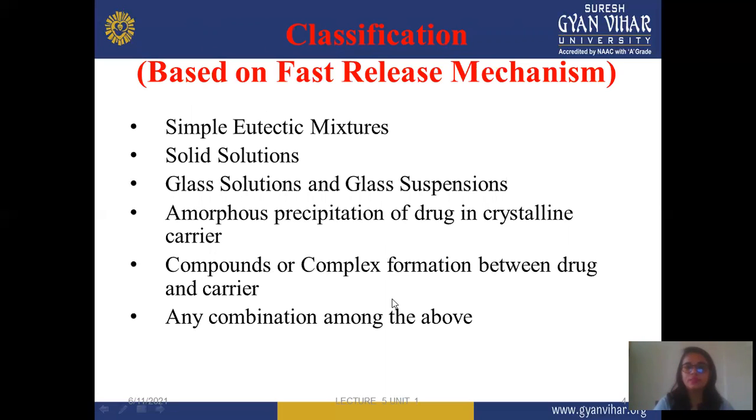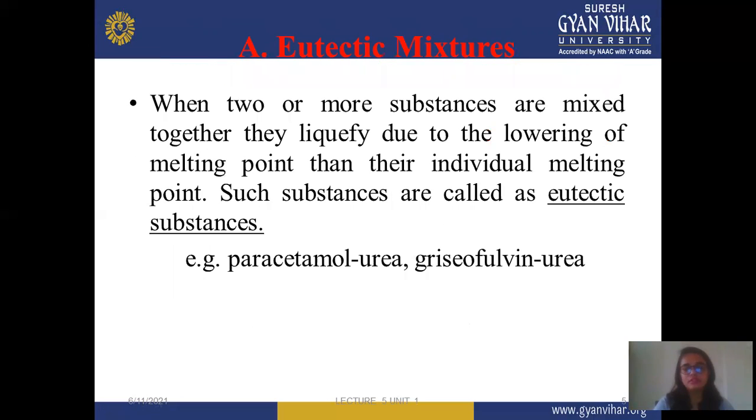Next is the classification based on the fast release mechanism. First is the simple eutectic mixture, then solid solution, glass solution and glass suspension, amorphous precipitation of a drug in a crystalline carrier, compound or complex formation between the drug and carrier, and any combination among the above. These may be used individually or in combination. So these are the different types of solid dispersion depending on the mechanism of release. Now we discuss them individually.